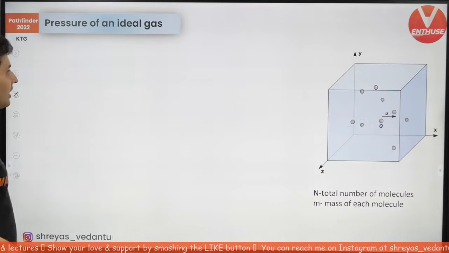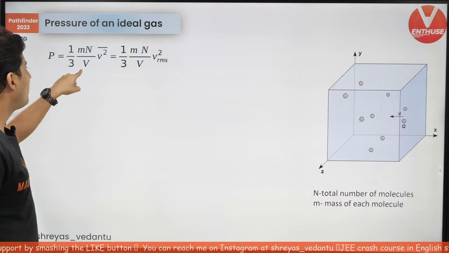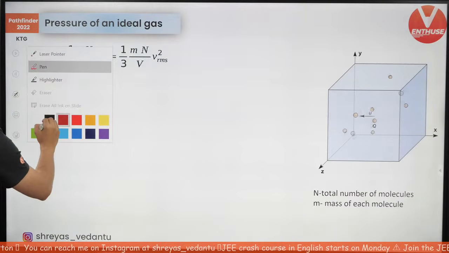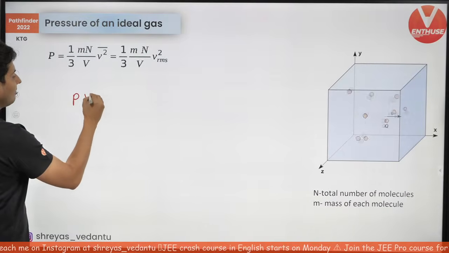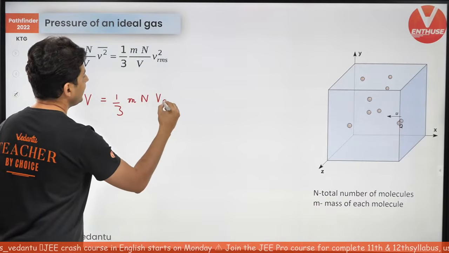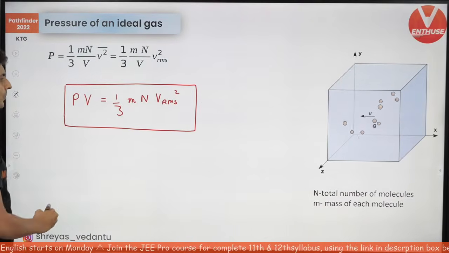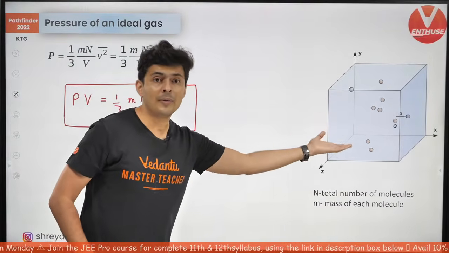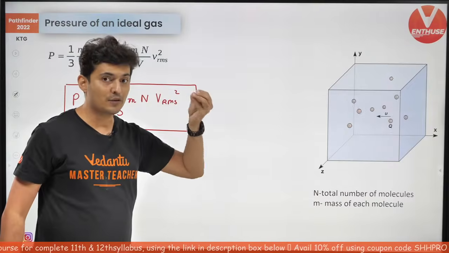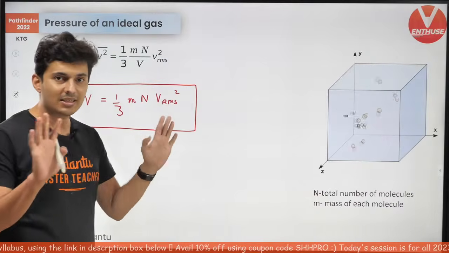Yes, and that turns out to be P is equal to 1/3 small m capital N by volume V times V RMS square. A better way of writing, usually, this is how you usually write it. PV is equal to 1/3 small m capital N V RMS square. This is a very, very crucial and important equation which completely is dependent on the fact that the molecules impart impulse and that per unit time creates force, and that force on that area gives you pressure. So it's just based on this fact.